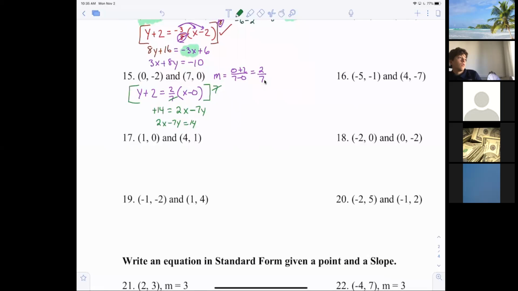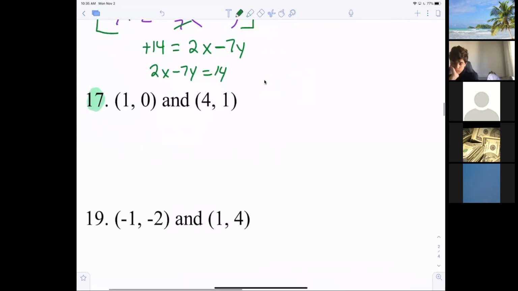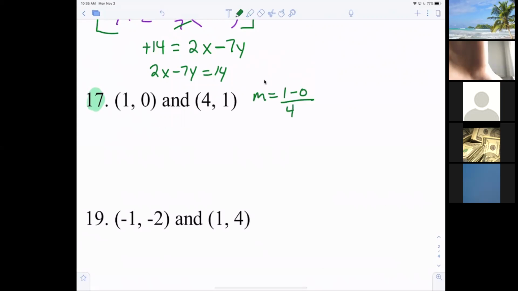Let's do one more. Let's do 17. You have 10 seconds to find the slope. Go. Again, you're grading yourself. Did I get the slope right? All right, time's up. M equals 1 minus 0 over 4 minus 1. M equals 1/3. You got that? Check yourself.